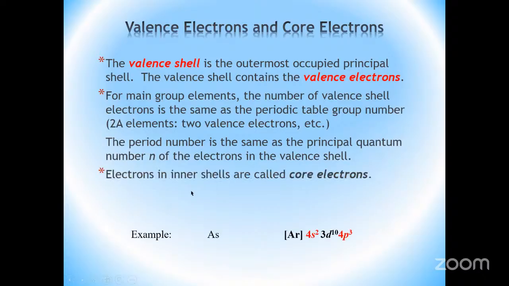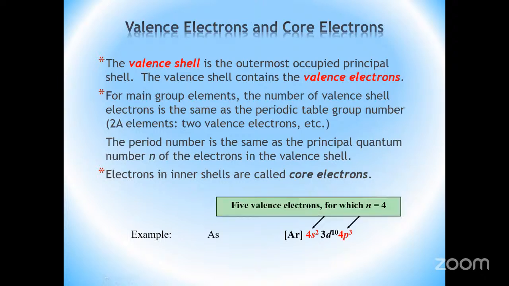Now, those are the valence electrons, the electrons that occupy the outermost shell. All the other electrons within the structure are called the core electrons. So we have an example here. In the case of arsenic, this is the abbreviated electron configuration of arsenic. The valence electrons are the electrons occupying the outermost shell, or the shell with the highest n value, the quantum number. So the subshells in the valence shell would be the 4s and the 4p subshells.